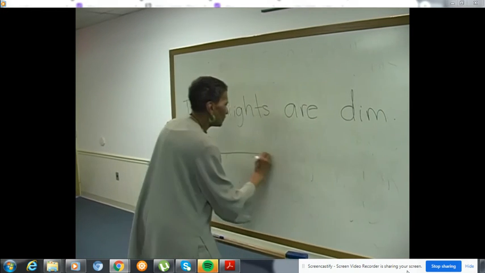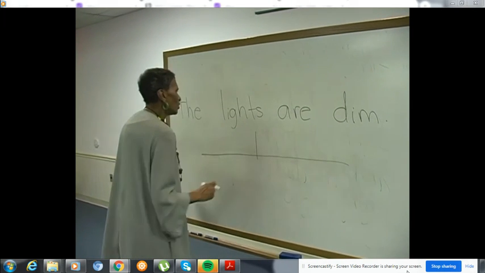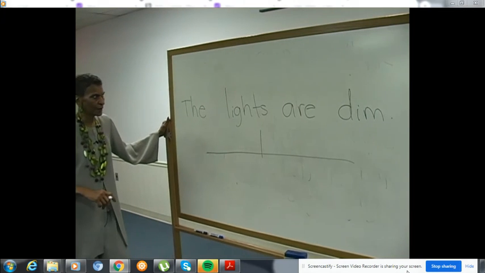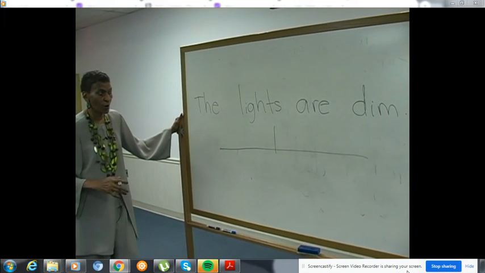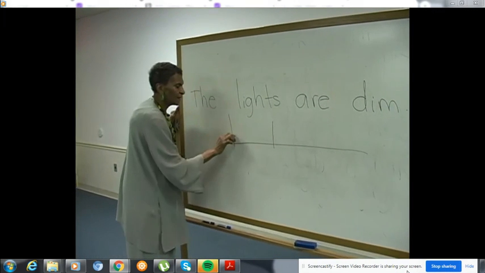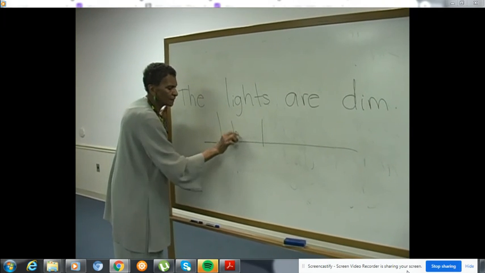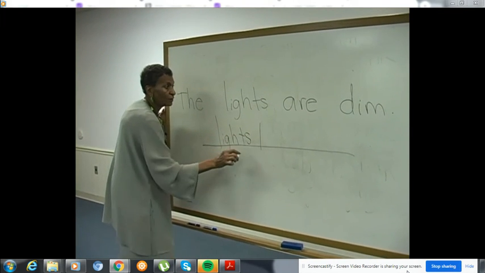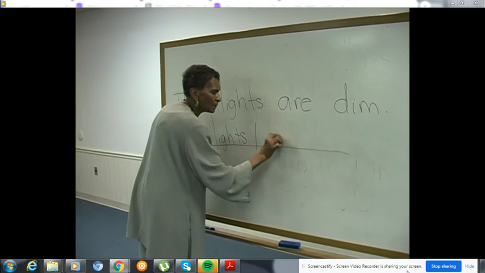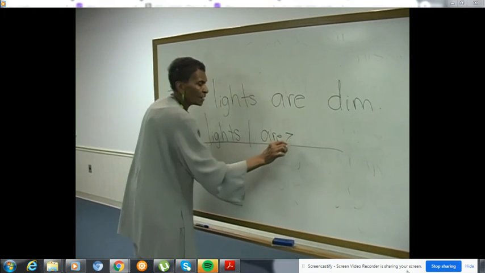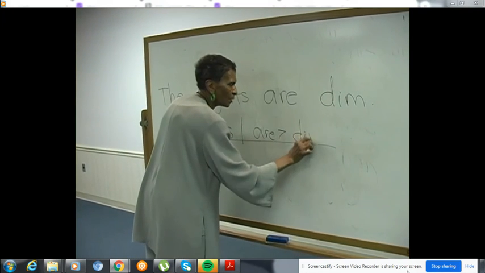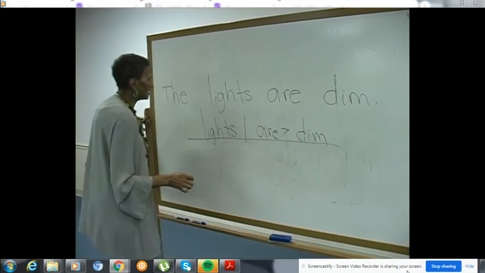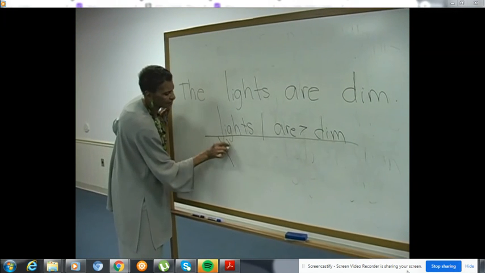Okay, the same process. What one word are we talking about? Is it the? No, lights. That's our subject, and our noun. Lights are a direct object, dim. What lights? The lights.